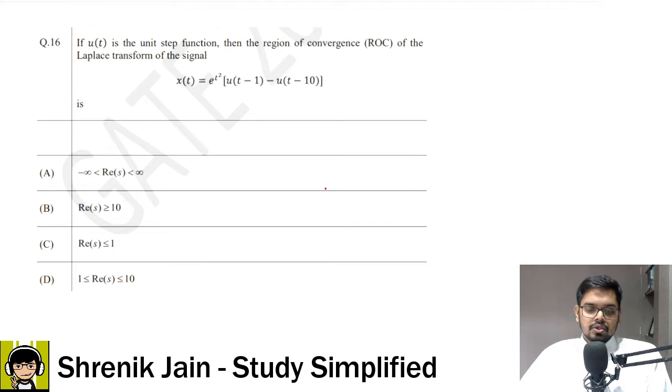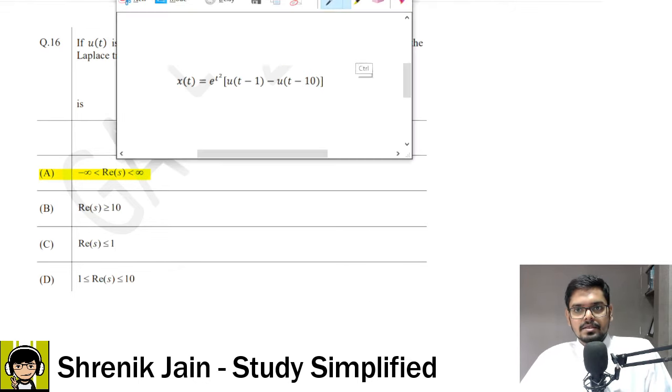Now let us go to the next question. If u of t is the unit step function, then the region of convergence, ROC, of the Laplace transform of the signal is what? A, B, C or D? The correct answer is option A. You know why? Because looking at the signal, what do you get the feeling? Is it a finite or infinite signal?